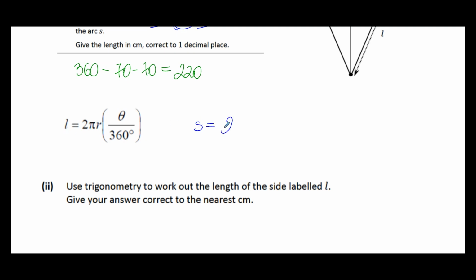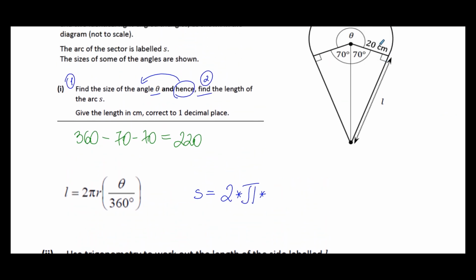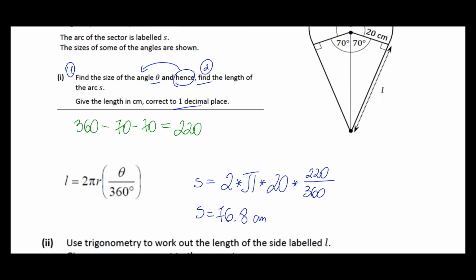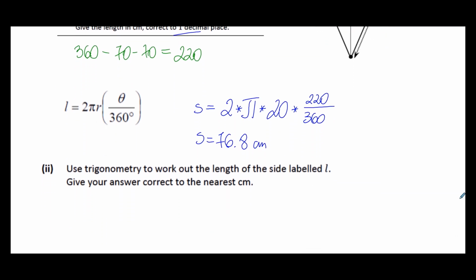So S is equal to pi, multiplied by R, the radius, and our radius was 20, multiplied by a fraction. On top of the fraction is our angle, 220, divided by 360. We put all of that in the calculator, and to one decimal place, we get 76.8 centimeters.